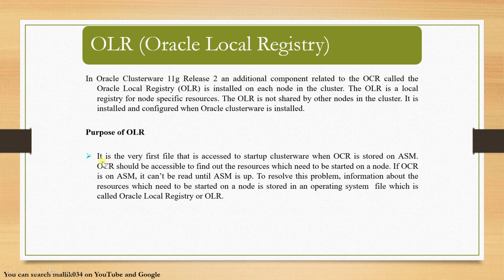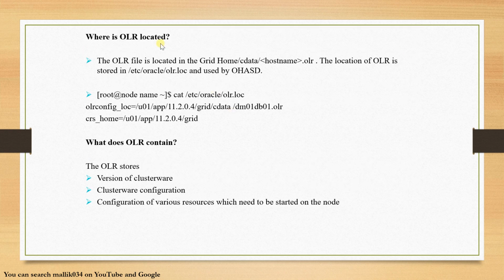So the purpose of OLR is, it is the very first file accessed at the startup of your cluster. Whenever you start up your cluster, first it will look for OLR and then it will start ASM and some of the main resources. Once ASM is started, it will read OCR, hand over to OCR, and then all the other resources will be started. But make sure this OLR is local to that particular node. It has some minimum information needed when you start your clusterware. So where is OLR located? OLR is located on the individual nodes.